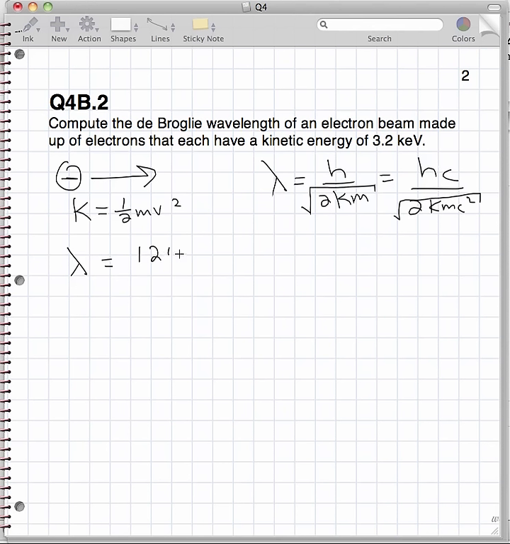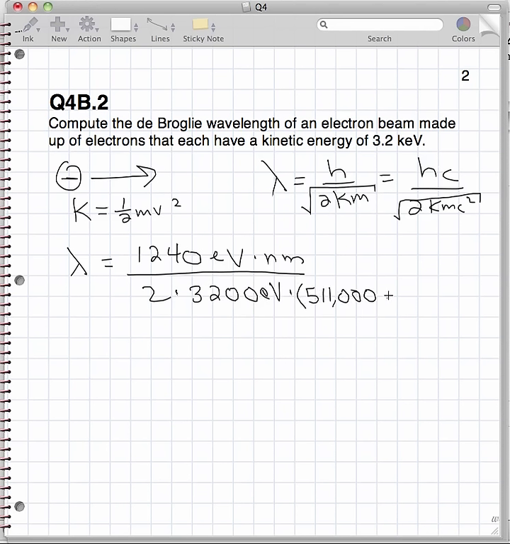So I'm going to have 1240 eV times nanometer over the square root of 2 times the kinetic energy, which is 3200 eV, times mc squared, which is 511,000 eV. So I can cancel out my eV. I have an eV here, and I have an eV here, and an eV here. So I'm left with wavelength in nanometers, which is right.